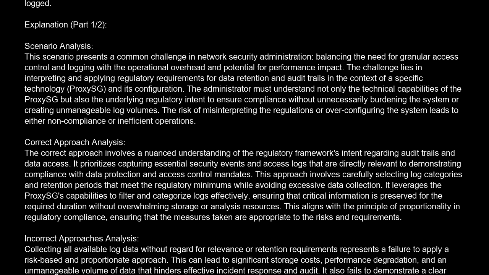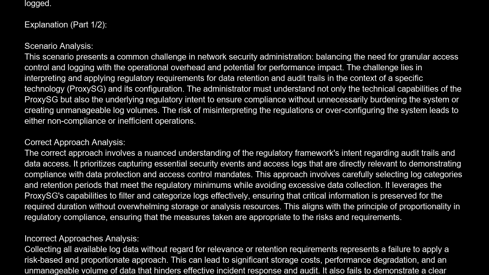Explanation. Scenario analysis. This scenario presents a common challenge in network security administration, balancing the need for granular access control and logging with the operational overhead and potential for performance impact. The challenge lies in interpreting and applying regulatory requirements for data retention and audit trails in the context of a specific technology, ProxySG, and its configuration.